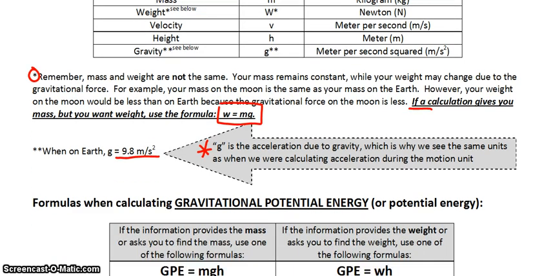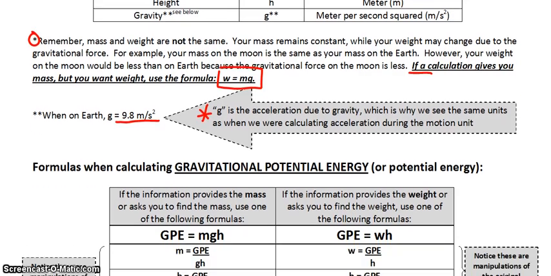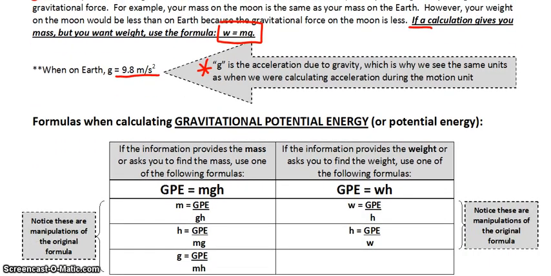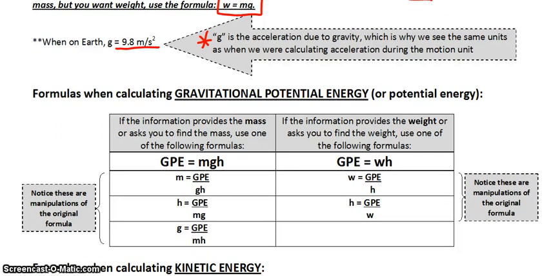All right, there's our background information. Those are the different variables that we will see and the units involved with them. Now let's look at our actual formulas. First, we have this table showing formulas when calculating gravitational potential energy, or potential energy. Remember, it's the same thing. Now we have two sets of formulas.